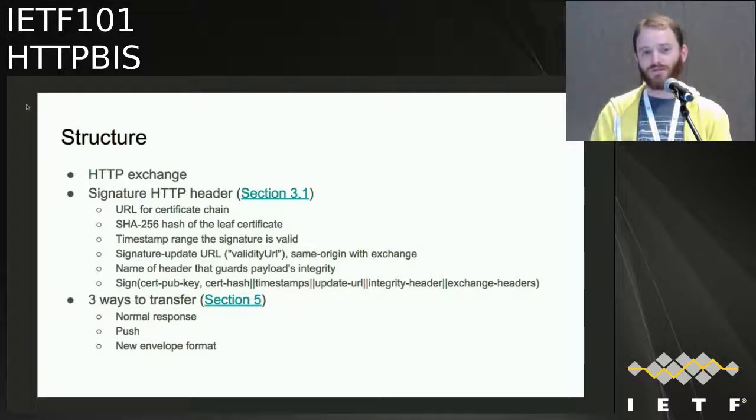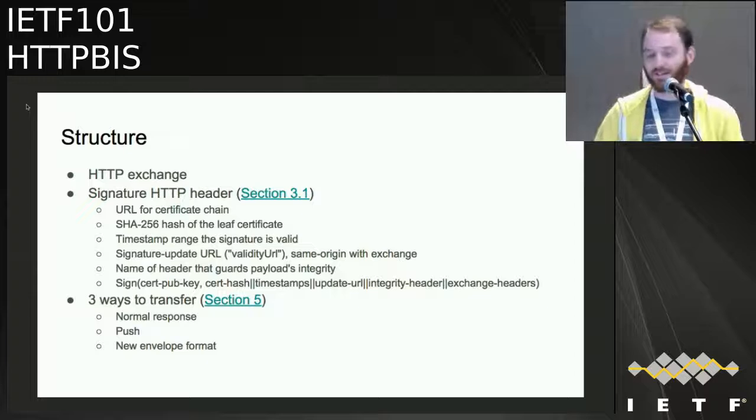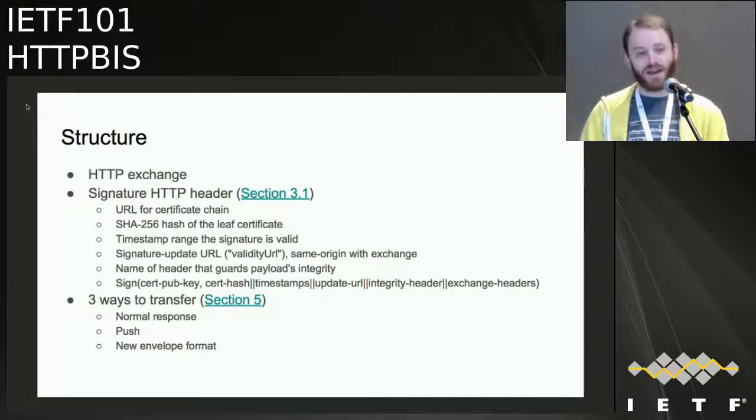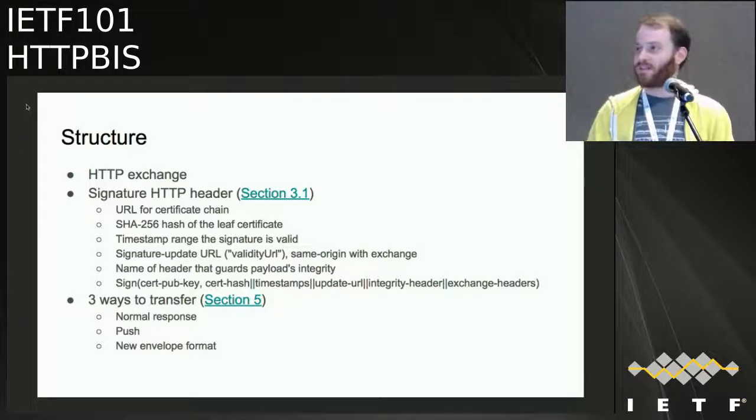We define 3 ways to transfer these signatures. You can use a normal HTTP header in a normal response for a same origin signed exchange. You can use HTTP push to push a request response pair that might be cross origin. And we're defining a file format that wraps the envelope and can be downloaded in a streaming way, which is what the initial implementation that AMP is going to use will use.